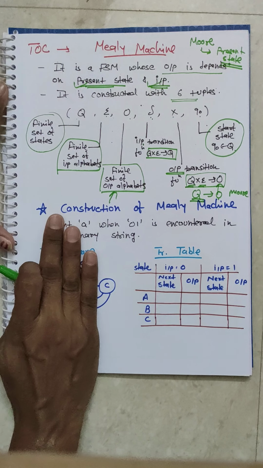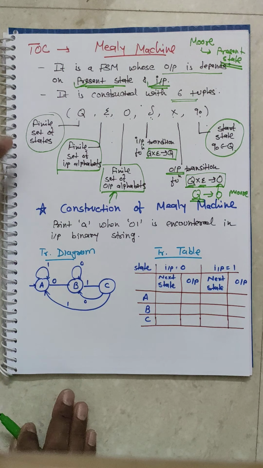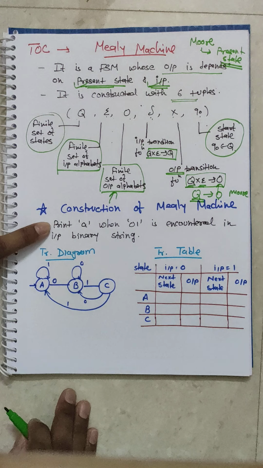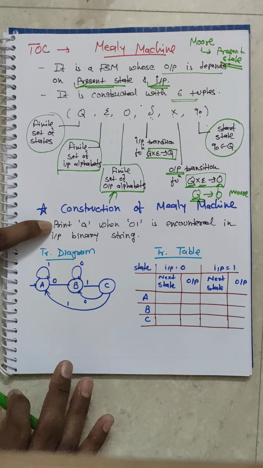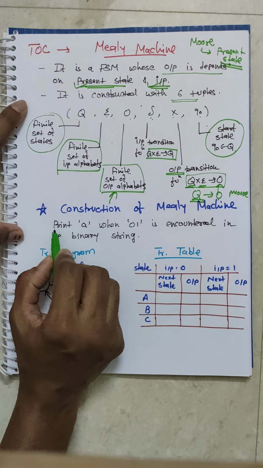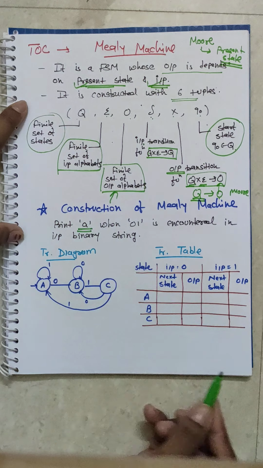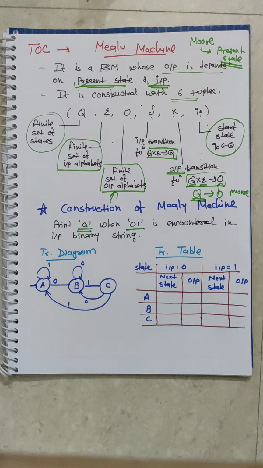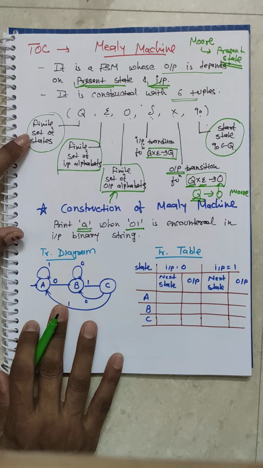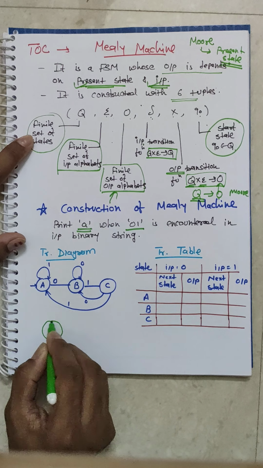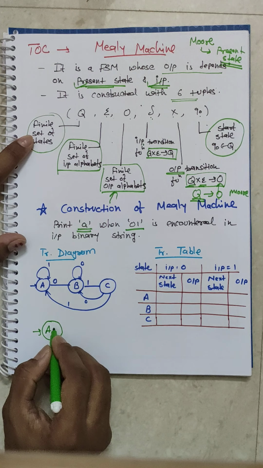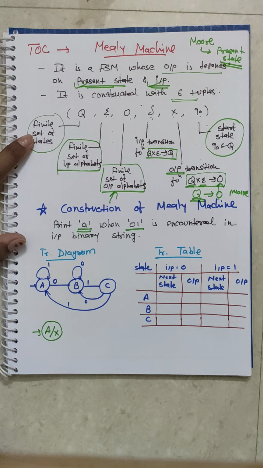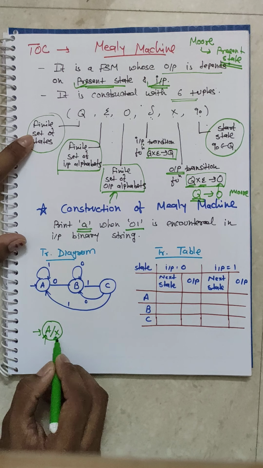Okay, now how to construct the Mealy machine? We take the same example so you can understand the difference between the Moore machine and the Mealy machine, and how the construction differs between these two. The example is the same: we print the output A when we encounter 0 1 in the binary string. Before that, in the Moore machine we write something like this. Suppose this is a state and the output of that state is X, so we represent it like this: in state A the output is X.